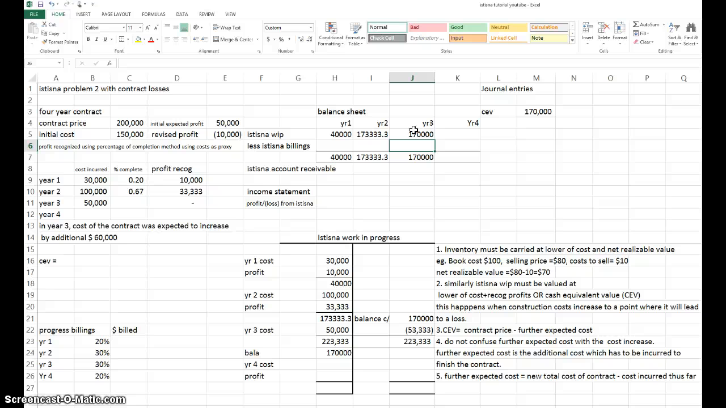So remember, when there is a loss-making situation, calculate the CEV and replace the balance in the work in progress with the CEV. You have to reduce the balance to the CEV, and any difference you take to the profit and loss account. Once we've done that, there is no question of profit here. We don't calculate this at all, and there is no profit to be recognized. Actually, what we end up with is a loss of 53,333 for the third year.